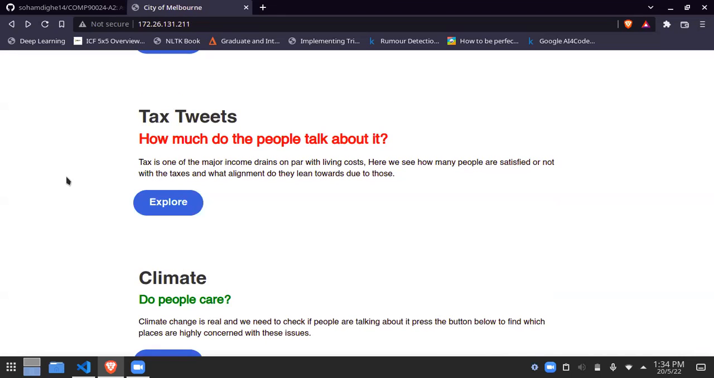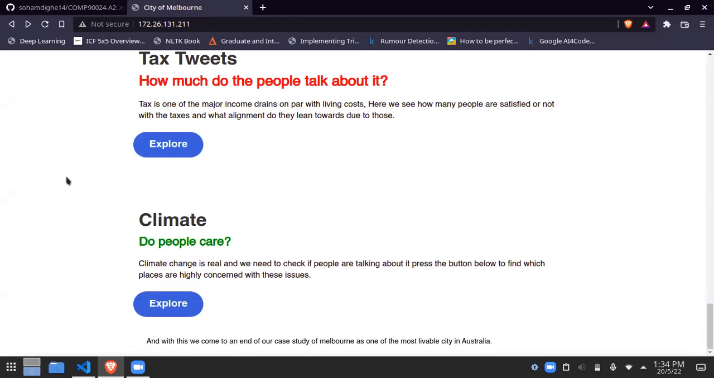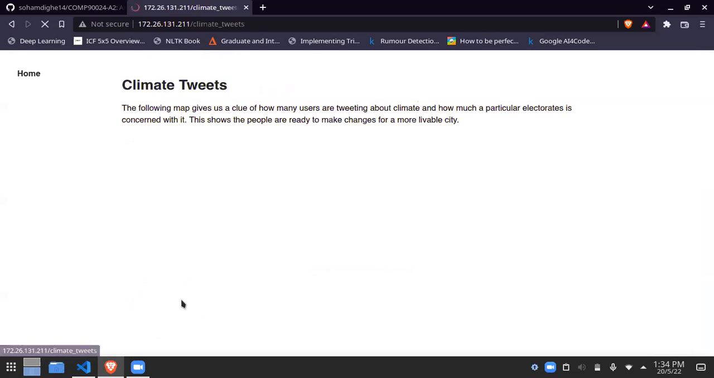Let's go back. And yeah, climate change. It's a topic which has been talked about over and over in media. Some people believe it to be true, some people don't. Let's see how much Melburnians care about it, because if you preserve the climate, the city will naturally be more livable.